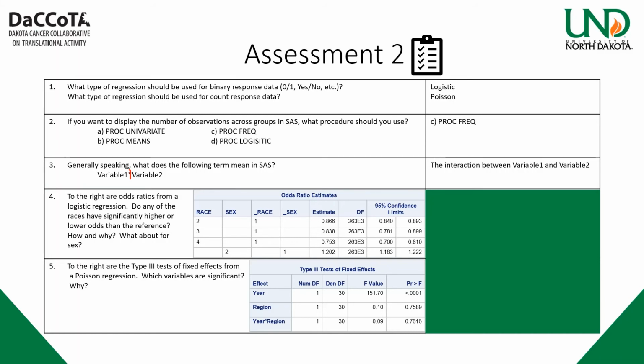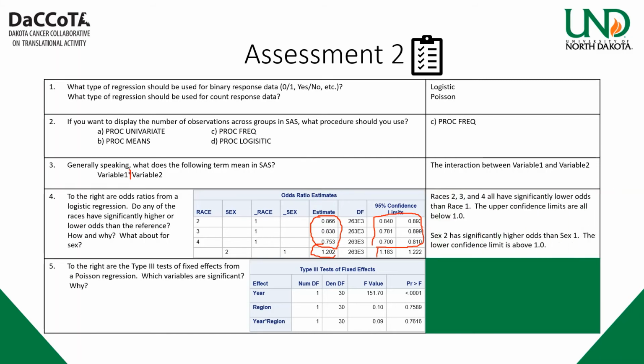4, so there's some output here of odds ratios of logistic regression. So for race, it looks like if we compare 2, 3, and 4 to race 1, the estimates are all below 1, so that'd be lower odds, and all the confidence limits are below 1, so they're significantly lower. Whereas for sex, it looks like comparing 2 to 1, it's higher, and that again is significant. So again, because the lower confidence limit is above 1.